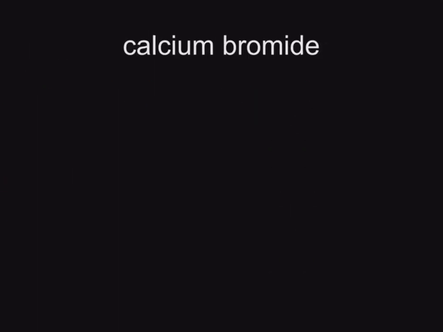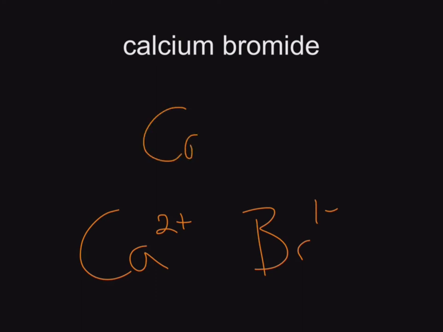Calcium bromide. Calcium is in group 2, +2 charge. Bromine, which is bromide, is in group 17, so it's going to have a charge of -1. So for every calcium, we need 2 bromines. All right, crisscross the numbers. So CaBr2, 2 bromines for every calcium.